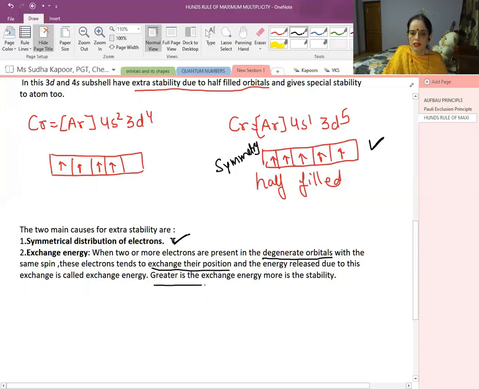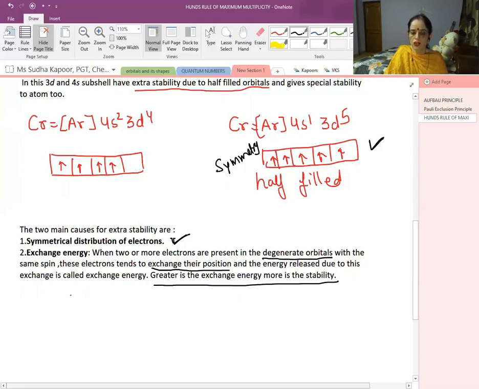And students, greater is the exchange energy, more is the stability. So what is exchange energy? When the electron is present in the degenerate orbital and it is exchanging its position and energy with the other electron of the same spin, then in that case, it is releasing the energy. The releasing of energy makes it go to the low energy, and the low energy always leads to stability. So greater is the exchange energy, greater is the release of energy, so greater is the stability.